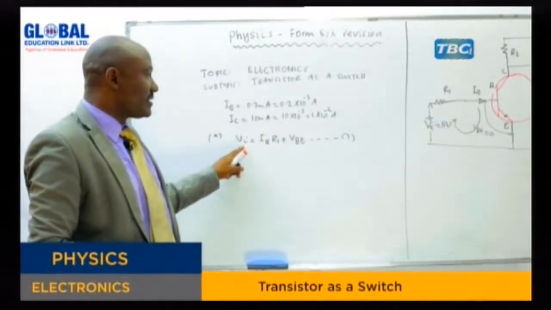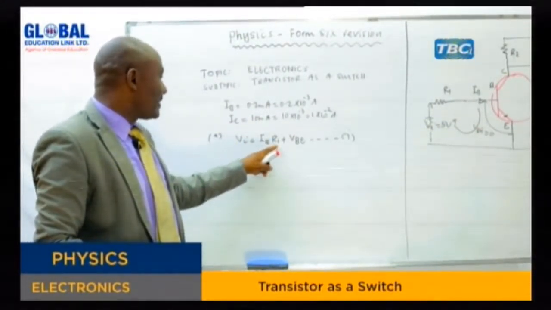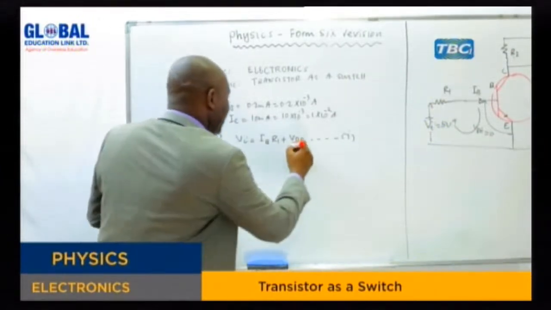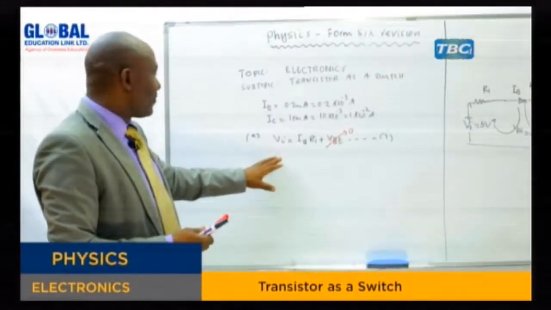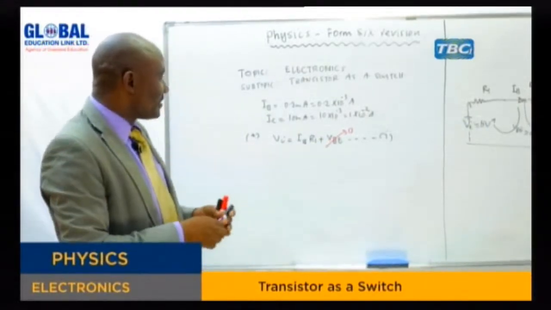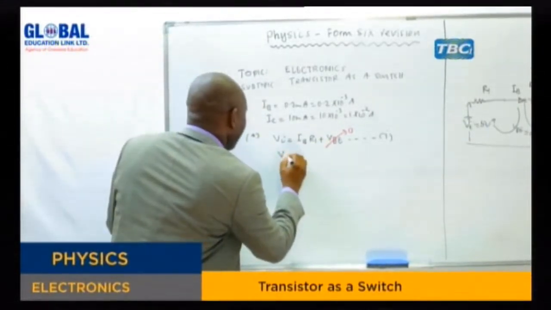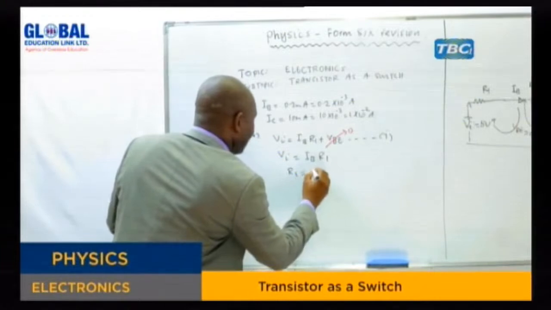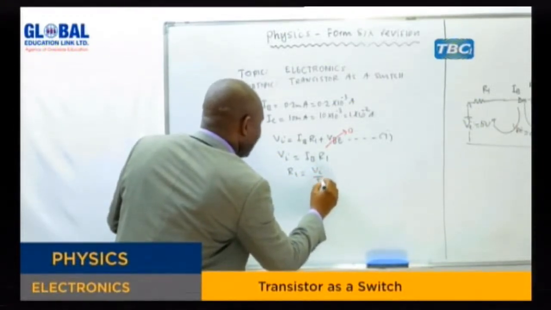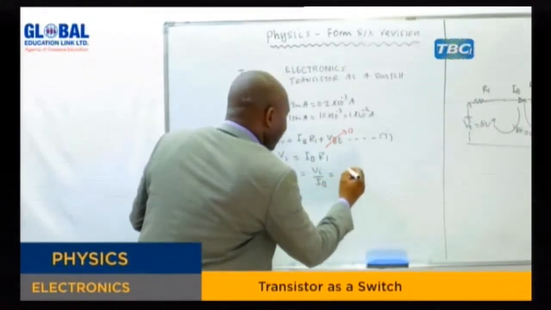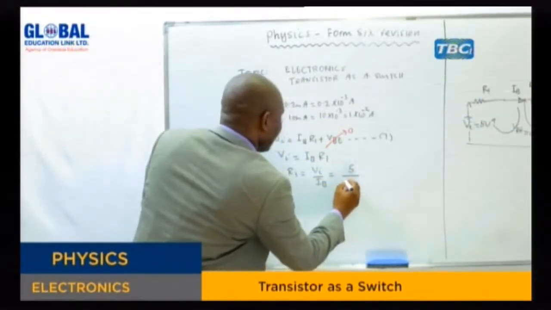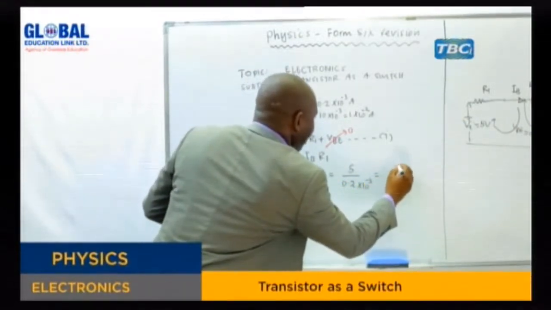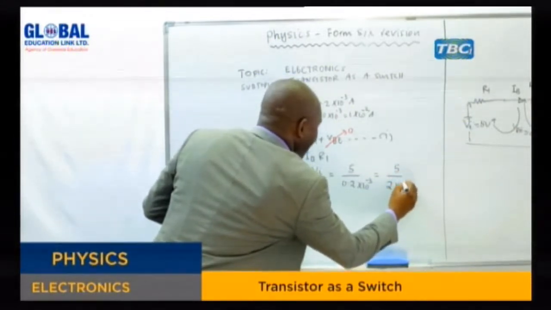If you know the input voltage and we have the base current, you can find the other one. Here we are told that VBE is 0. So from here you can see, since the base-emitter voltage is 0, you are left with VI equals base current times R1. From where you can find R1 as VI over base current. So our input voltage is 5 divided by the base current, which is 0.2 times 10 to the negative 3, the same as 5 over 2 times 10 to the negative 4.